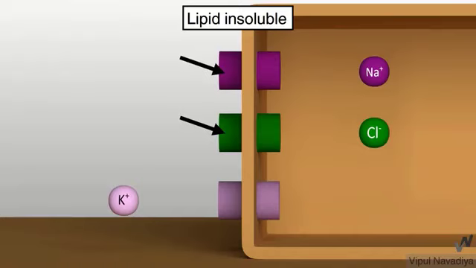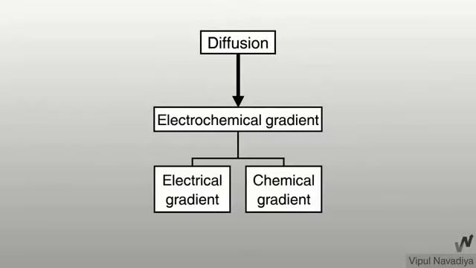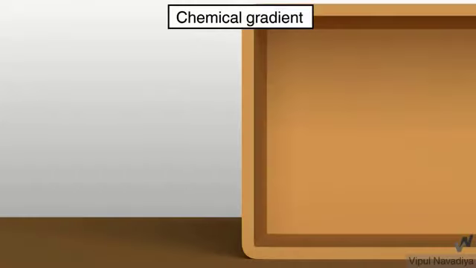In discussing the different types of transport, there is diffusion and active transport. The first type, diffusion, needs no energy and depends on the electrochemical gradient, and from its name it has two types, electrical gradient and chemical gradient. In discussing the chemical gradient, we choose a non-charged molecule, for example glucose.